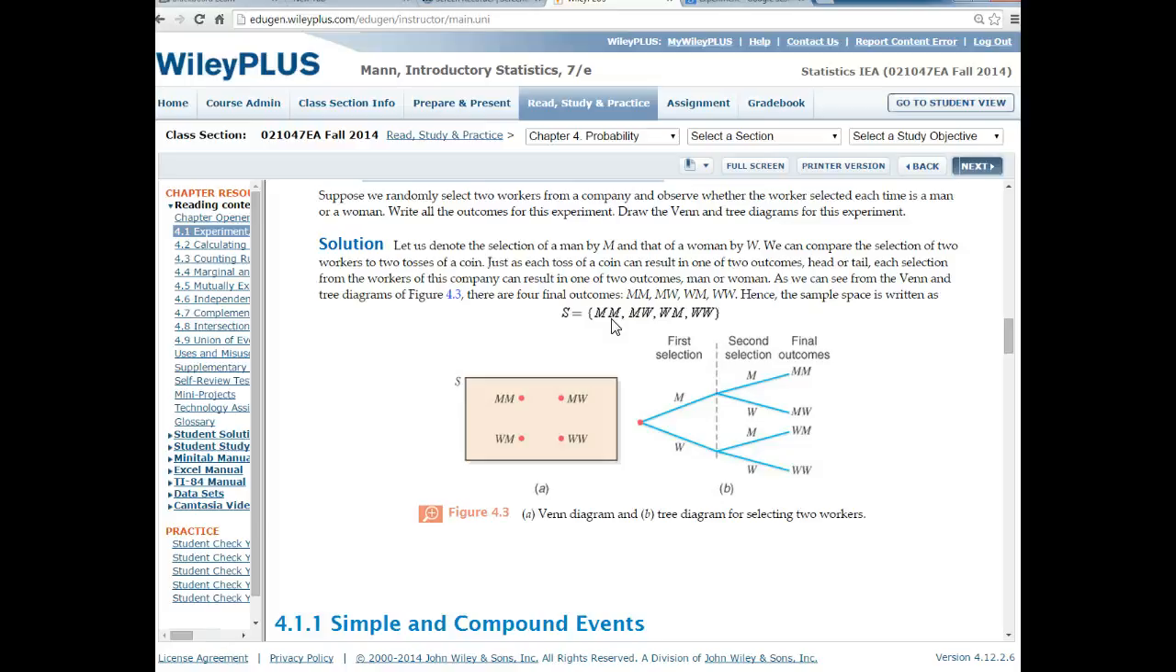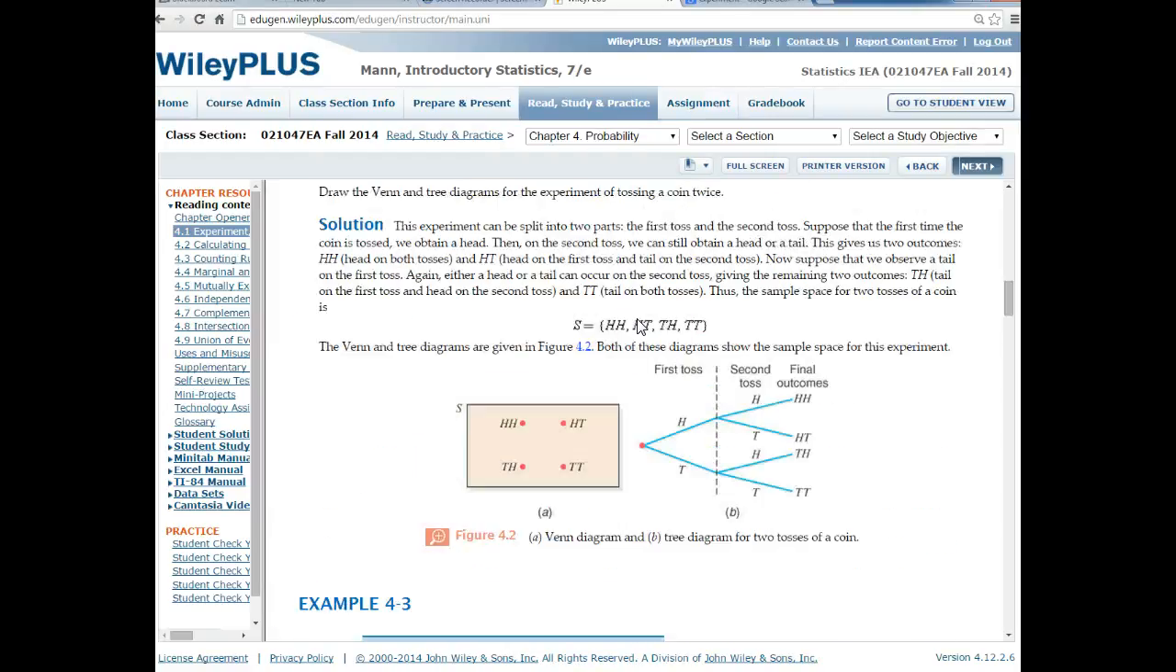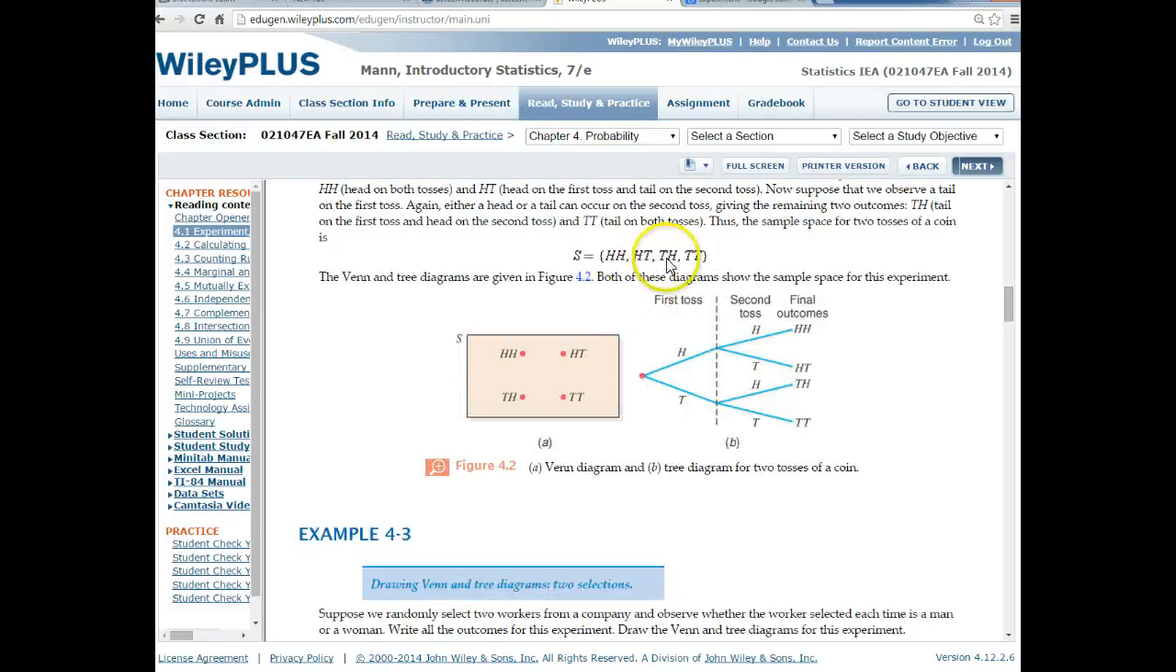So you could have an event MM, right? You could have an event MW, right? That's like going up here. You could have an event of just getting H and H. You could have an event of getting H and T. You could have the event of getting TH or TT. Those are called the simple events. Then any other events, the more complicated ones, the bigger collections, are called compound events. Okay? So there are 4 simple events here.